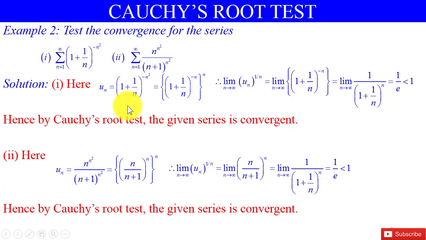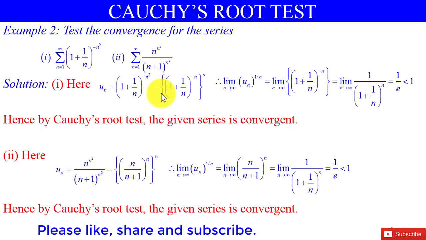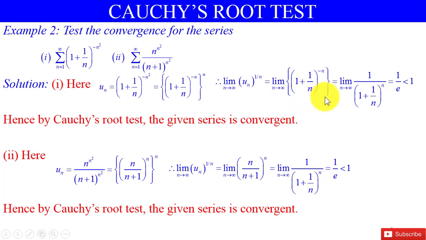Here u_n = (1 + 1/n)^(-n²) = [(1 + 1/n)^(-n)]^n. Therefore, limit n tends to infinity u_n^(1/n) = limit n tends to infinity (1 + 1/n)^(-n) = limit n tends to infinity 1 / (1 + 1/n)^n = 1/e, which is less than 1. Therefore, by Cauchy's root test, the given series is convergent.